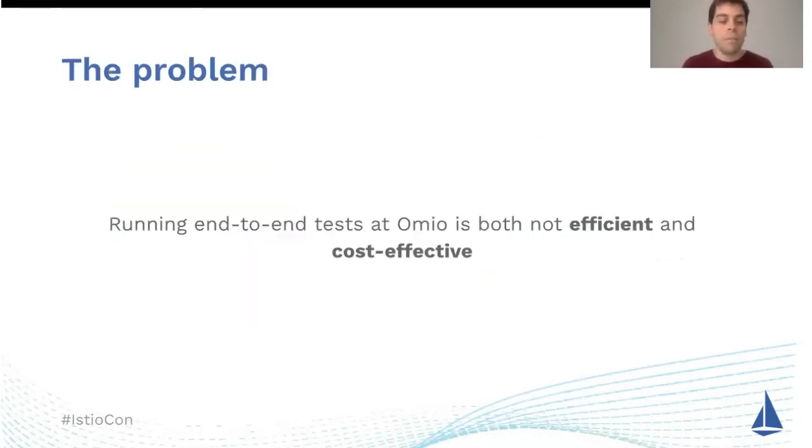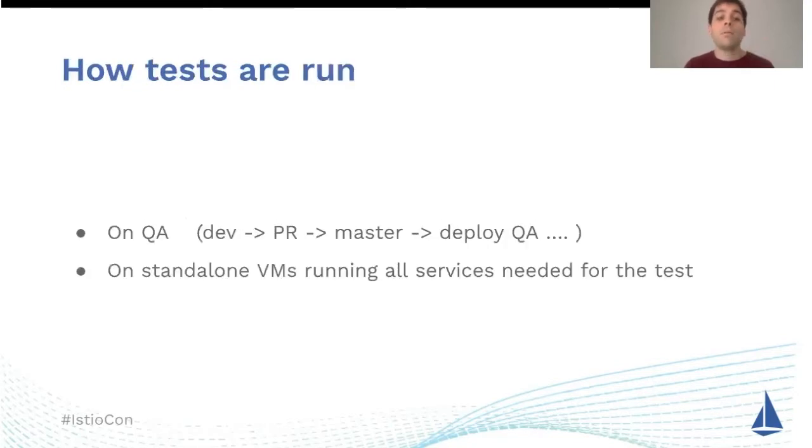So now the problem. Today, running end-to-end tests at Omio is neither efficient nor cost-effective. People are running tests today in QA, but this process is slow as it requires many steps in the pipeline to reach QA and then find out if there was a problem. Other people spin up standalone VMs where they need to go through the lengthy process of bootstrapping all the dependencies that they need for the test.